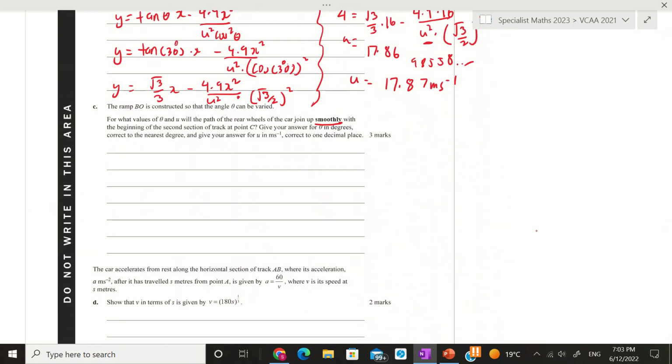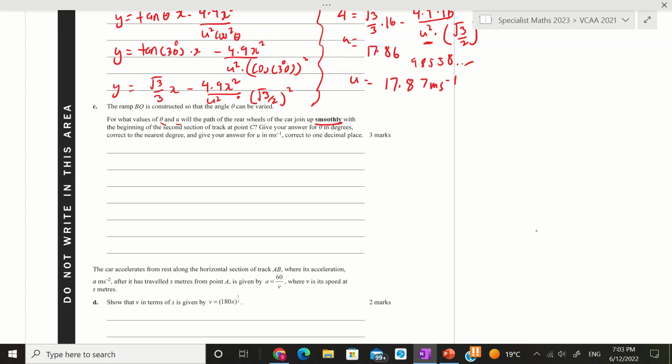So what we know so far, right? We want to find the values of theta and we want to find the values of u, and you need both of them to one decimal place. Okay, so let's go ahead and try and do this question.